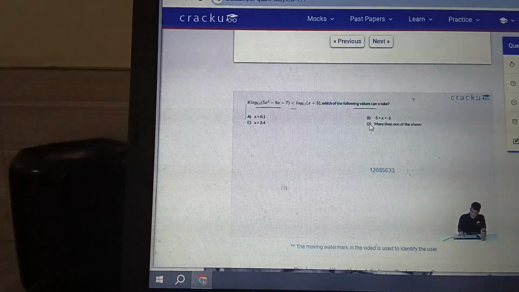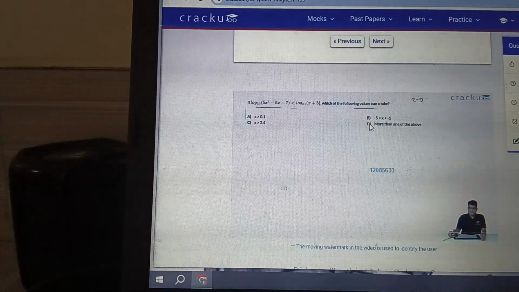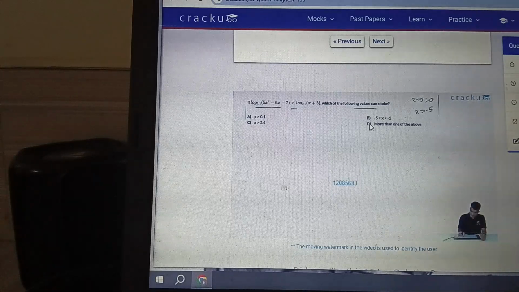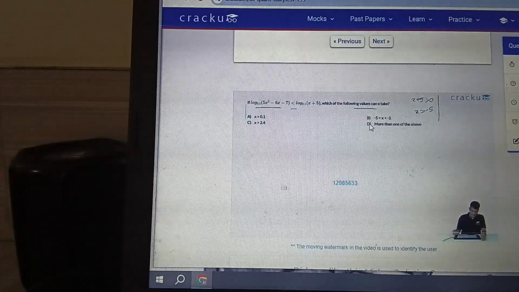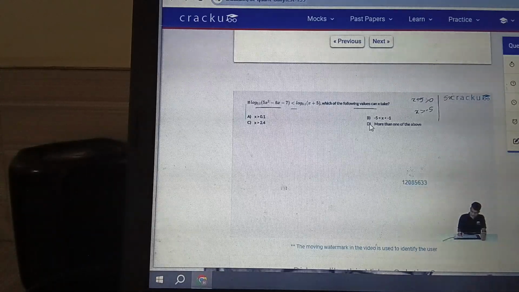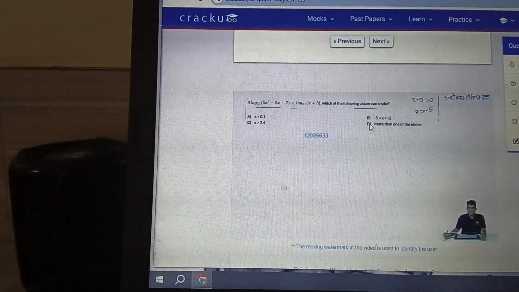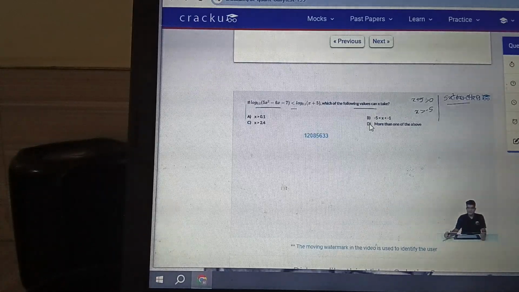So you want x plus 5, which is the right hand side's argument, to be greater than 0, or x should be greater than minus 5, and you want the left hand side's argument to be greater than 0. So this would imply that 5x square minus 6x minus 7 should be greater than 0. What are the roots of this given quadratic equation?